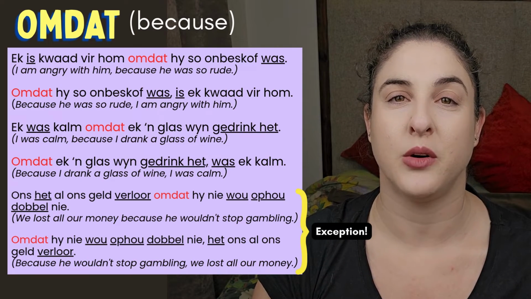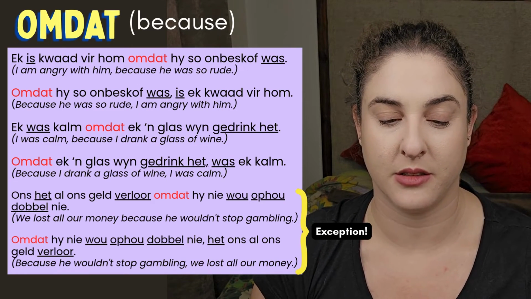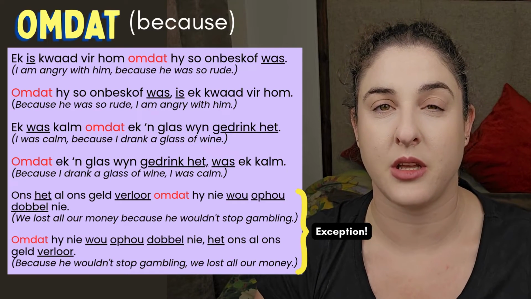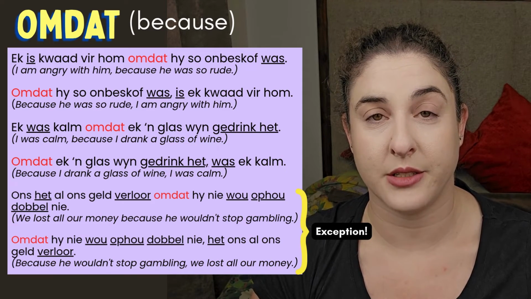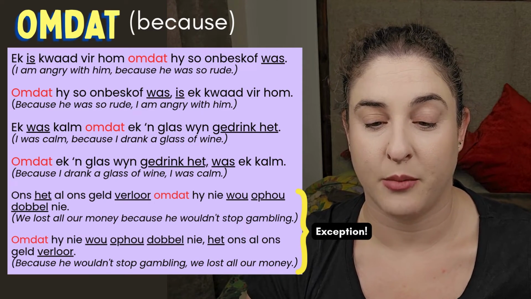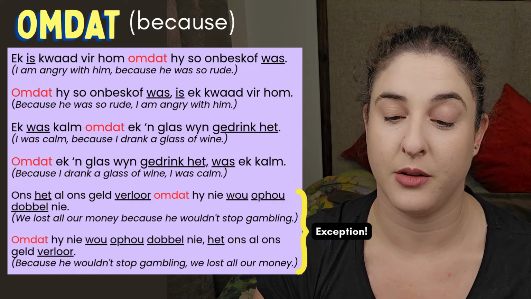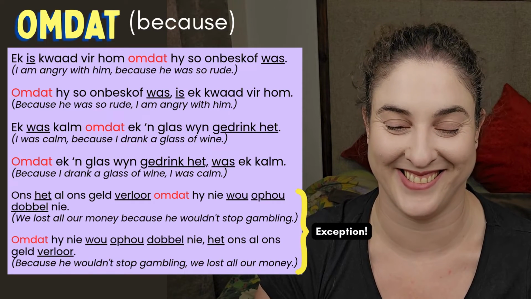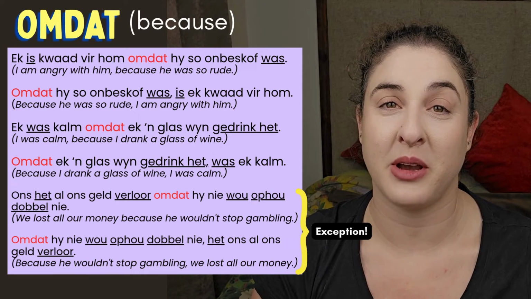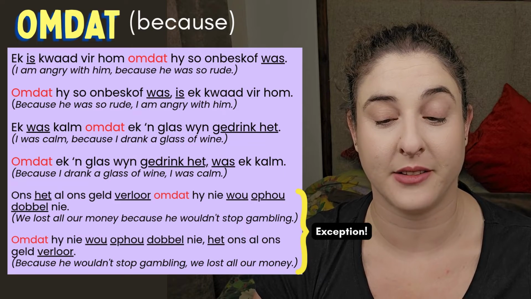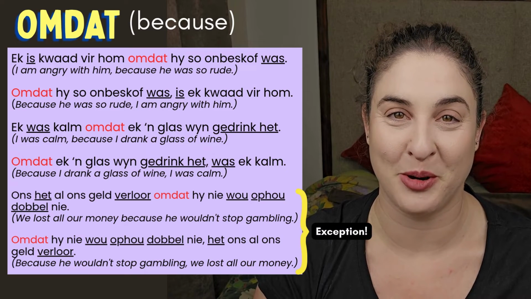Sentence examples with omdat. Ek is kwaad vir hom, omdat hy so onbeskof was. I am angry with him because he was so rude. And the other way around, omdat hy so onbeskof was, is ek kwaad vir hom. Because he was so rude, I am angry with him. Ek was kalm, omdat ek 'n glas wyn gedrink het. I was calm because I drank a glass of wine. And the other way around, omdat ek 'n glas wyn gedrink het, was ek kalm. Because I drank a glass of wine, I was calm.